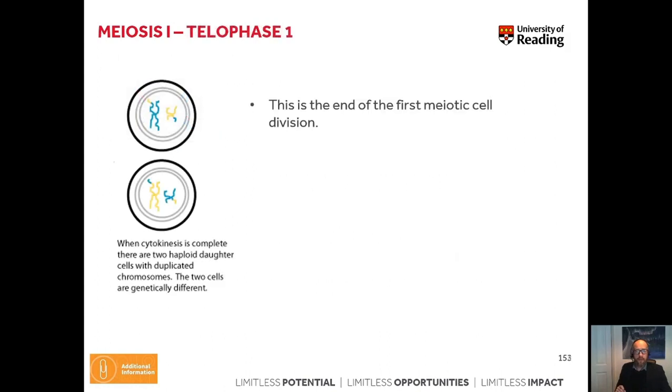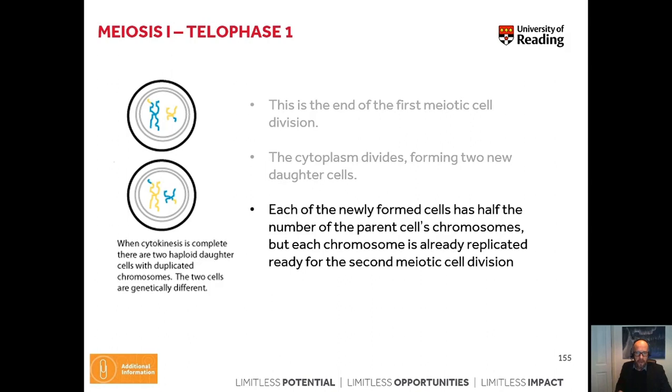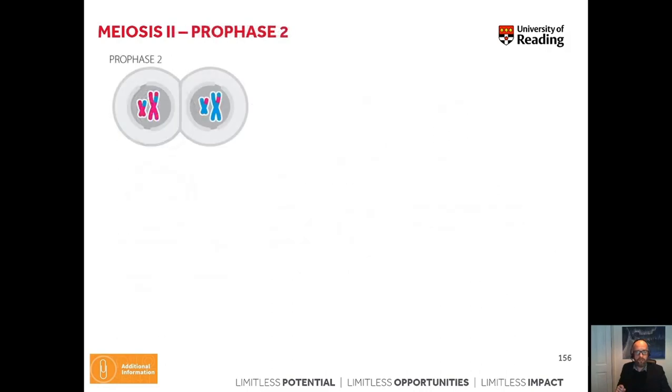In the telophase, which is the end of the first meiotic cell division, the cytoplasm divides, forming 2 new daughter cells. Each of those newly formed cells has half the number of the parent cell chromosomes, but each chromosome is already replicated, ready for the second meiotic cell division.